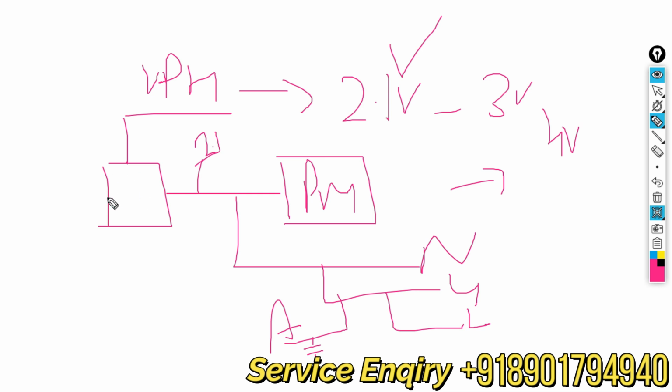Now there is another question: if the IC also generates the VPH, right? If there is a short here, the voltage drops here also, right? So at that time you will be confused. Now if you have the knowledge, you will see other things also.